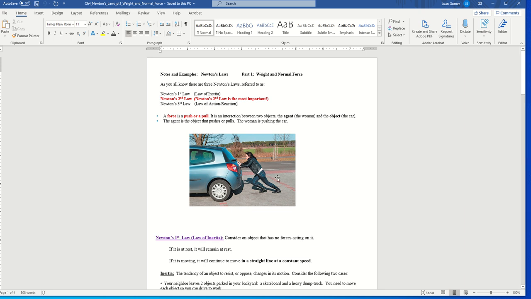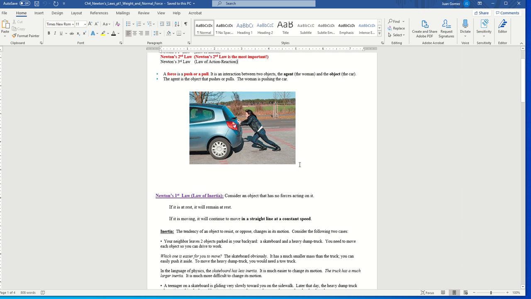Here you can see the agent is the object that does the pushing or the pulling. So in this picture, the woman is the agent and the car is the object. In other words, she's the one pushing the car. That's just something to know.